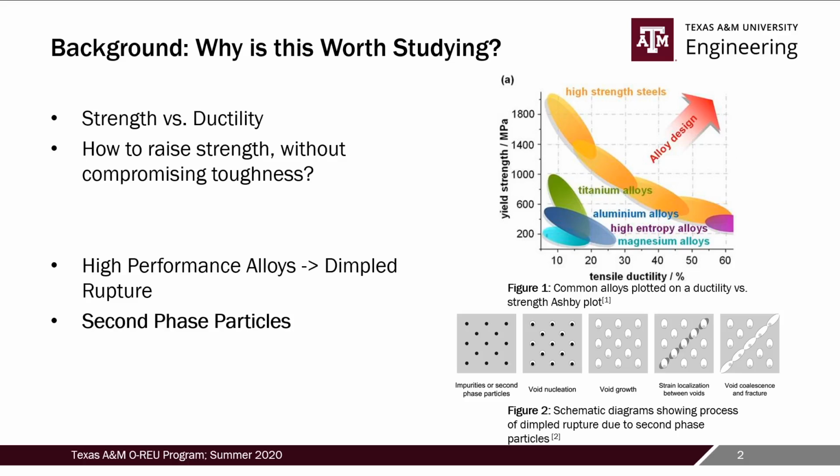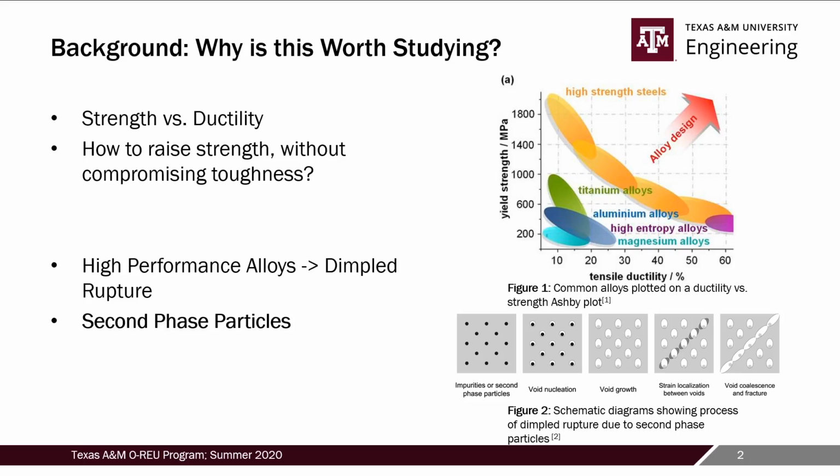In order to do this, we must understand the mechanism behind the fracture of high-performance alloys. Most alloys fracture by a process known as dimpled rupture. This can be split into three phases: void nucleation, void growth, and void coalescence. Previous work has found that, oftentimes, the nucleation of these voids happen at the site of intermetallic impurities within a metal, also known as second-phase particles.